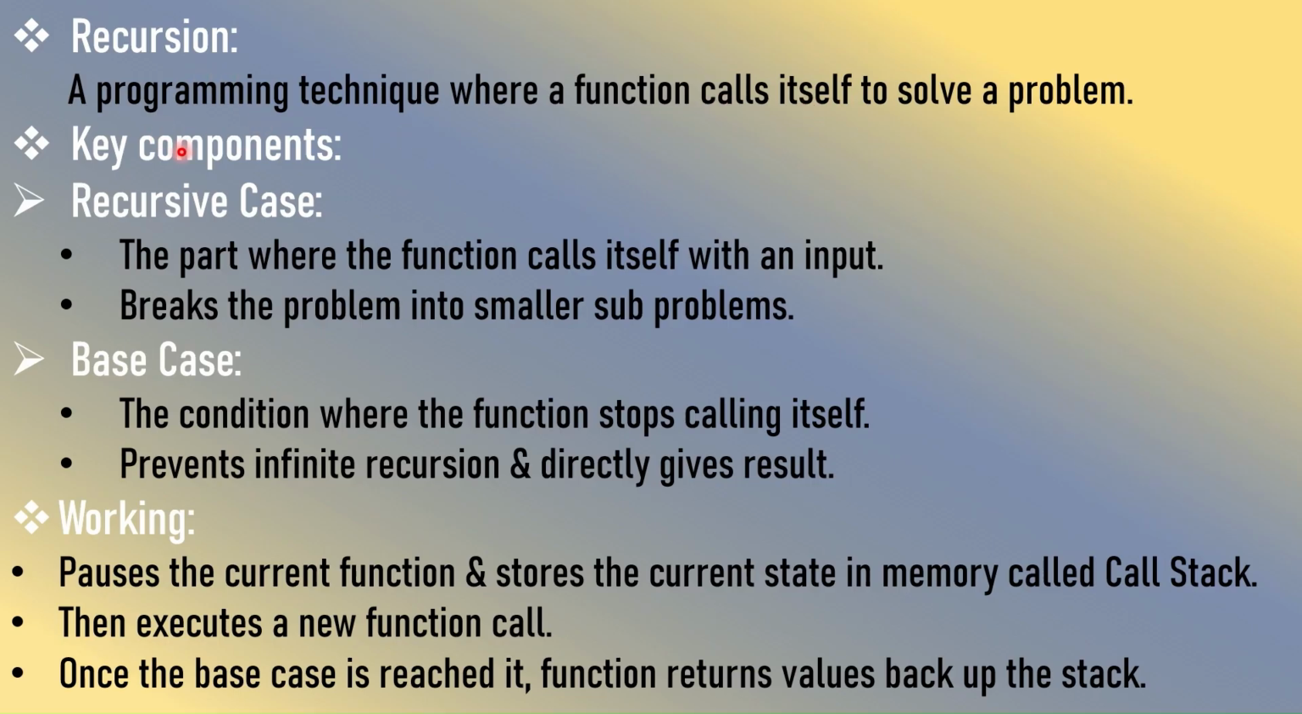Recursion in Python has two key components: the recursive case and the base case. The recursive case is the case where the function calls itself with an input. Wherever in our code we have the part where the function is calling itself by passing an input, we can call that a recursive case. In this recursive case, it will break the problem into smaller sub-problems by calling the function itself by passing an input to the function. The base case is the part where the function stops calling itself once a particular condition is satisfied, and it prevents infinite recursion, giving the result directly.